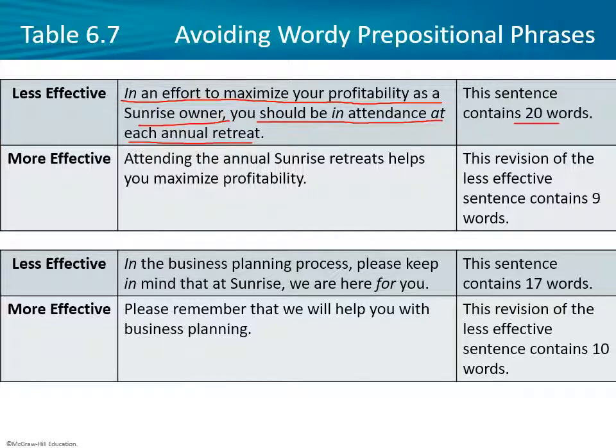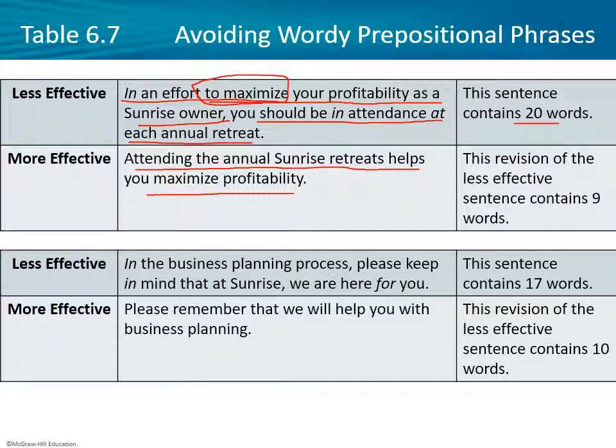So that's 20 words. When we cut out those prepositional phrases, we get: attending the annual Sunrise retreats helps you maximize profitability. And so we go from "in attendance at each retreat" just down to "attending." "In an effort to maximize your profitability as a Sunrise owner" all becomes "maximize profitability." So you notice what we've done: removed some of these infinitives and been more direct with our verbiage. I kind of like this, so let's look at one more.